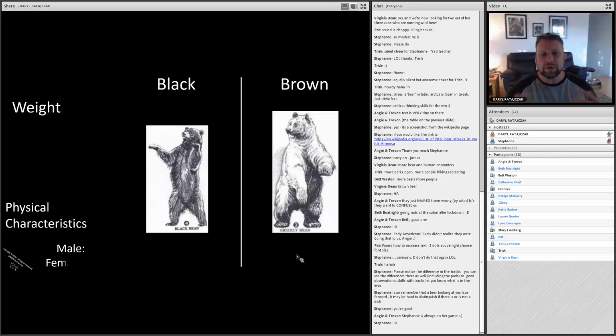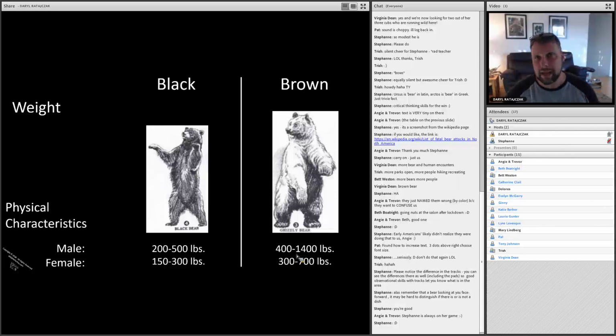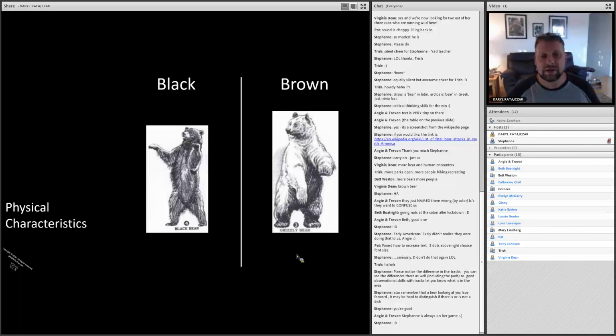When we're talking about the weight of males and females, between the black bear and the brown bear there can be overlap. You could have a really large black bear, and you could have a somewhat small brown bear. That's why the size of the bear is not a good thing to look at.